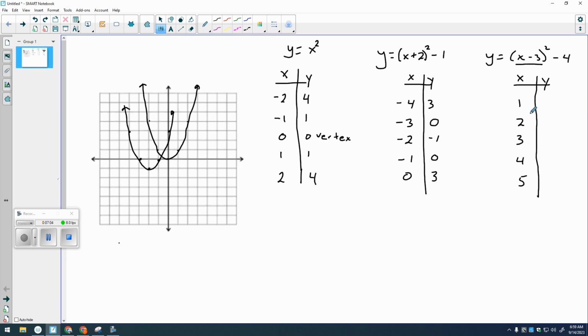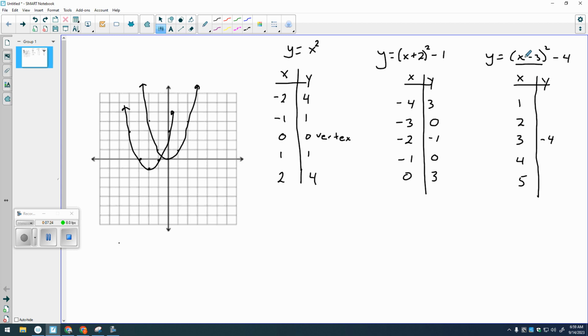Okay, plugging in 3, 3 minus 3 is 0, 0 squared is 0, minus 4 is a negative 4. You should notice some similarities. The negative 1 matched up, the negative 4 matched up. That's not a coincidence.